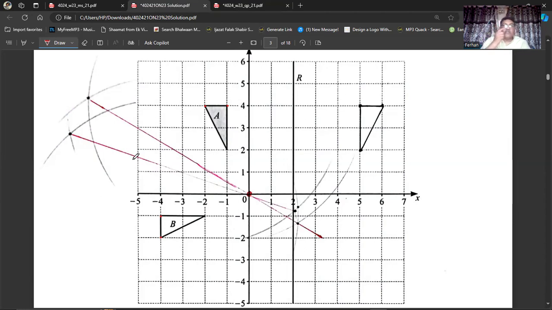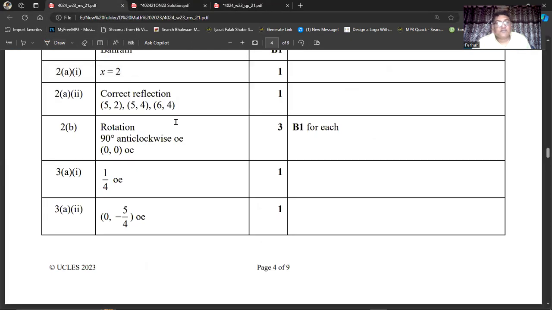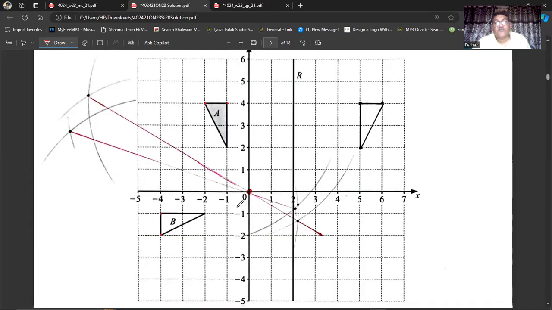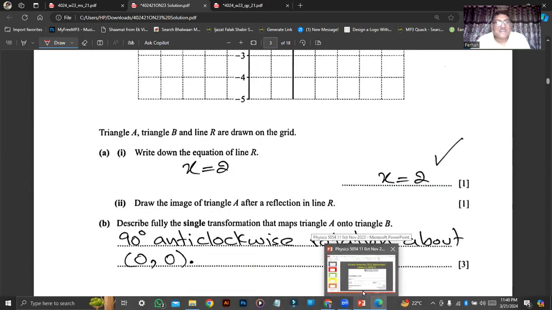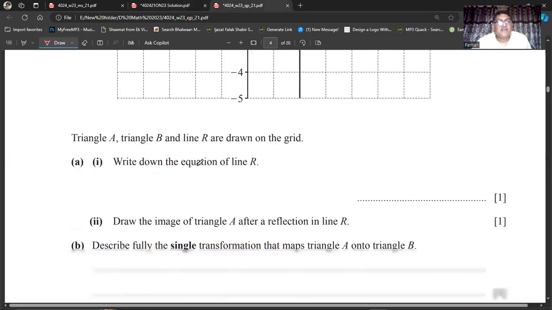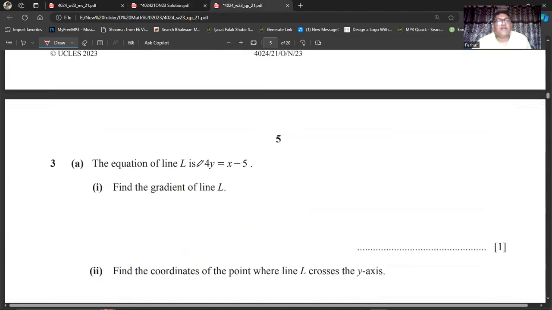So the center of the rotation is 0, comma 0. So how did A go onto B? A is like this, then it became like this. So it's an anti-clockwise rotation of 90 degrees about 0, comma 0, about the origin. So it's a rotation of 90 degrees anti-clockwise. This is how you find it, and this is how you write it. I hope you understand. Okay, so we are going to the next question.